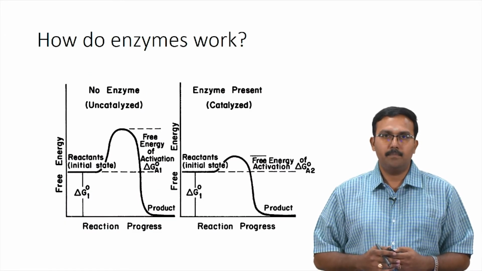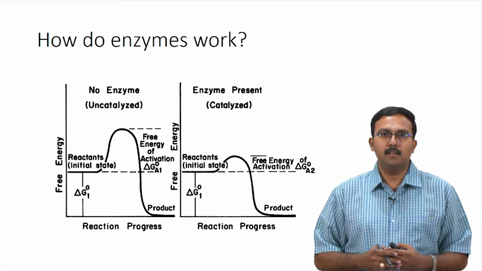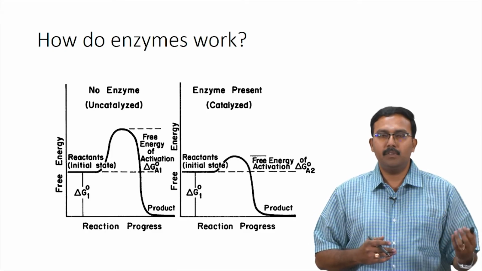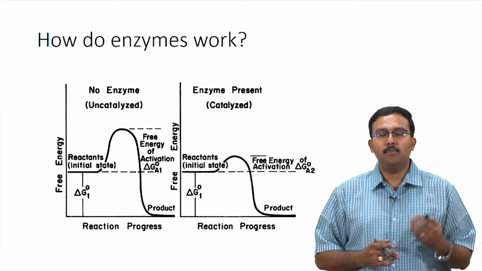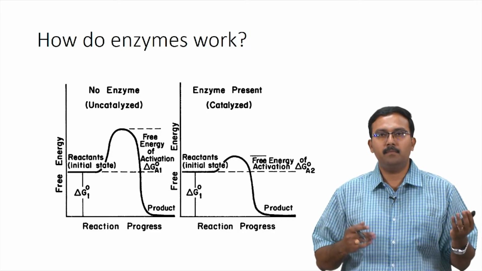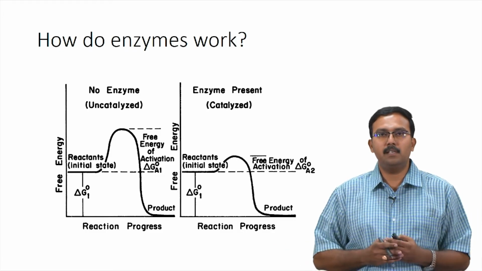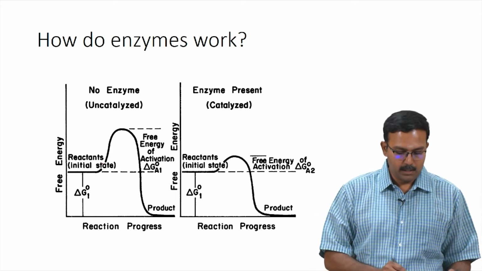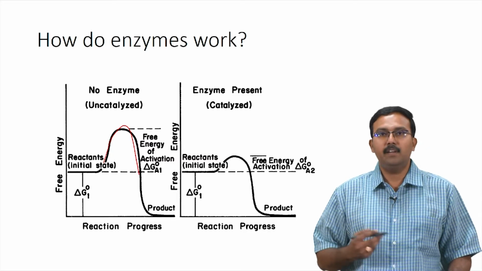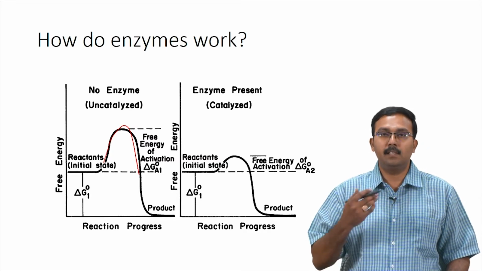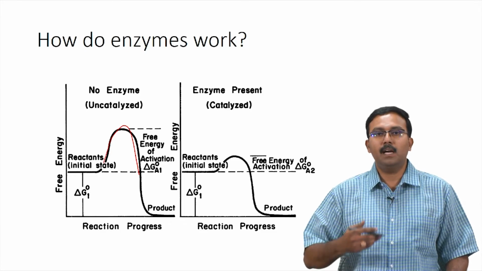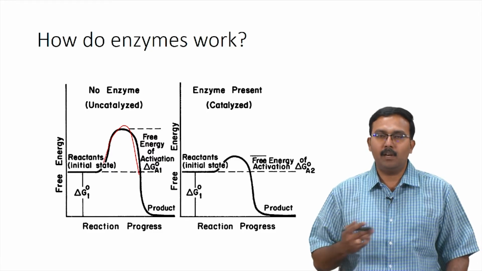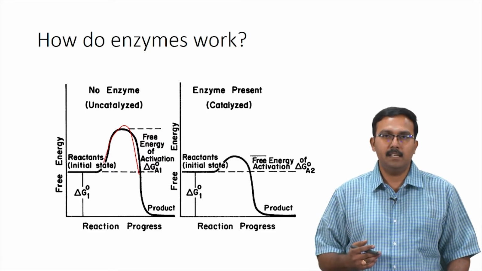How do enzymes work? Enzymes are like any other catalyst. So, what do catalysts do in general? You have the free energy of the reactants and the free energy of the products. For the reactants to be converted from their free energy state to the product's free energy state, they actually have to go through a hill which is shown here. This hill is the activation energy which the reactants have to have so that they can get converted to form the product. When the enzyme or any catalyst is present, this activation energy is reduced.